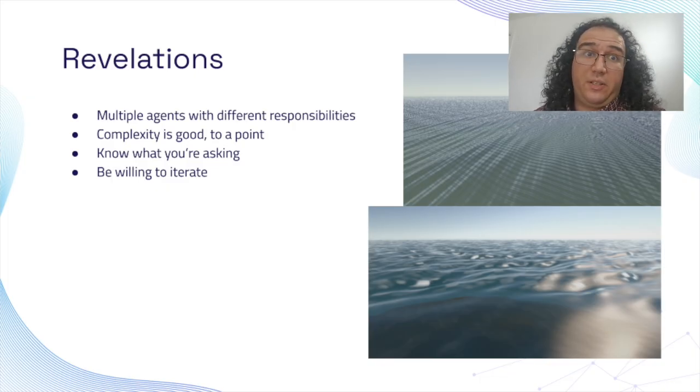So really the big takeaways from this, I think, are multiple agents with different responsibilities are good. I had 3 agents, a builder, a writer, and a reviewer, and more didn't seem to help, and having the different roles didn't seem to help that much either. So complexity is good to a point, but only to a point. You have to know what you're asking, and you have to be willing to iterate, because look at the difference between these two.